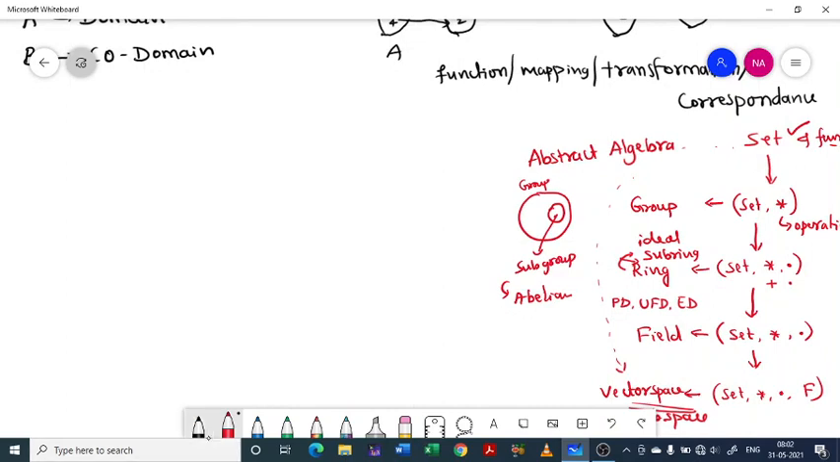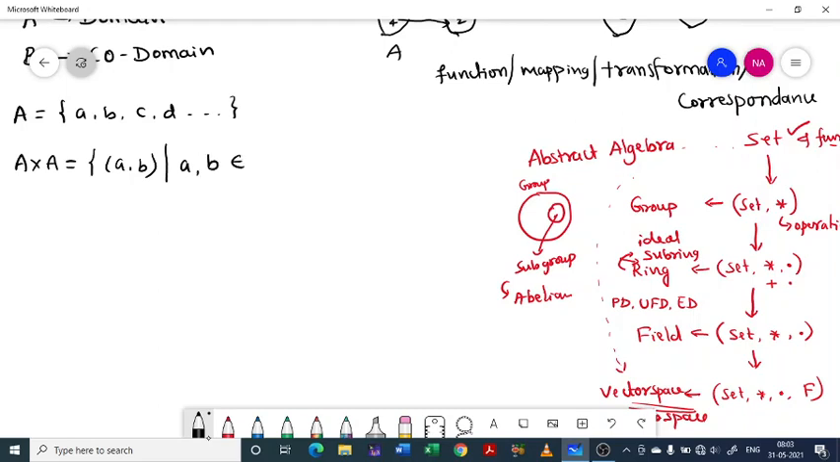Now we have a set A, that is say the collection of a, b, c, d, and so on. Now product of sets. How to define product of sets? By definition, I will define A square, I mean product of A with itself, denoted by A cross A. By definition, it will be the collection of all pairs of elements of A. So the set of all (a, b) such that a, b belong to A.